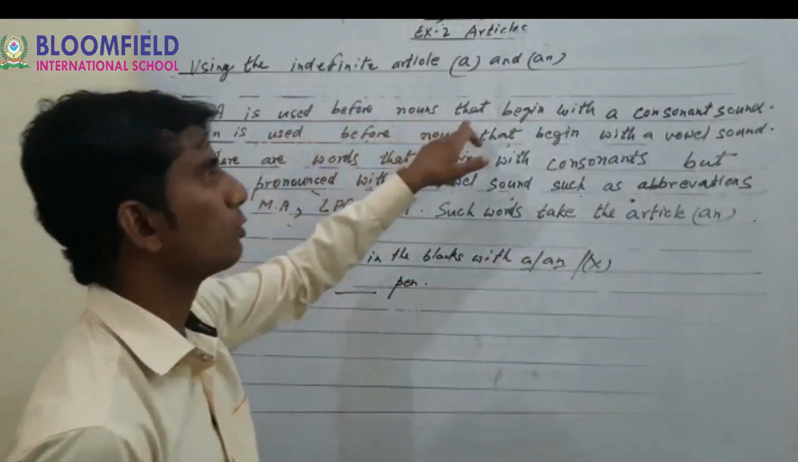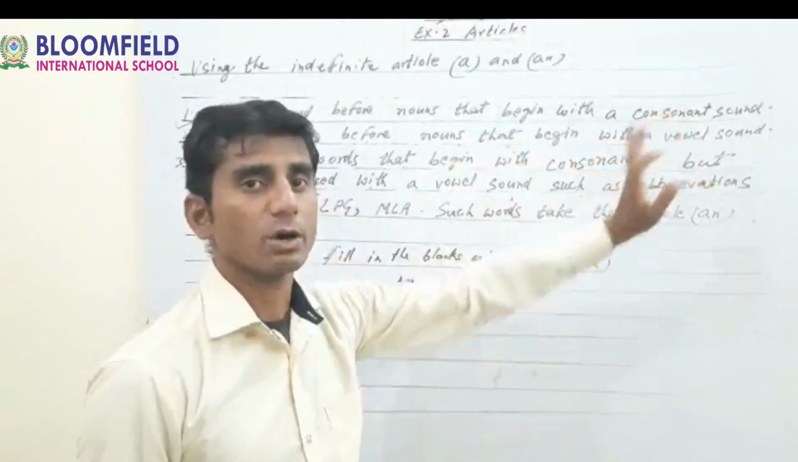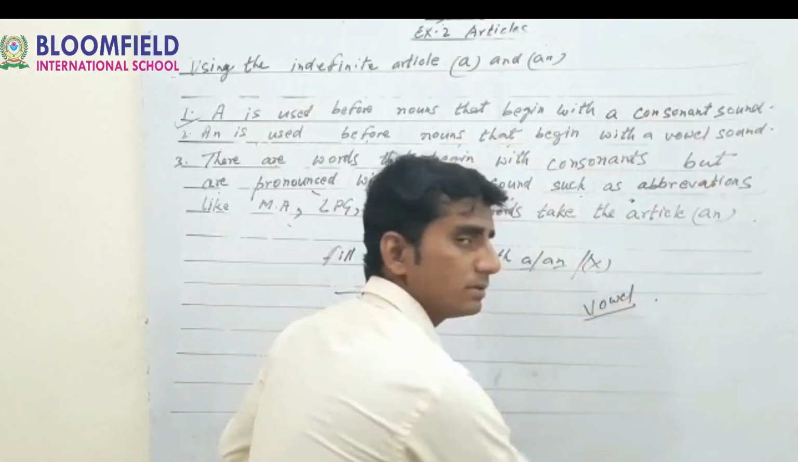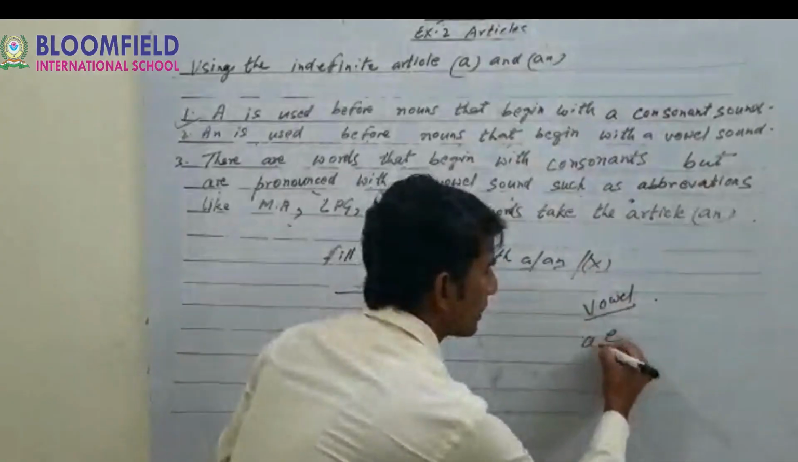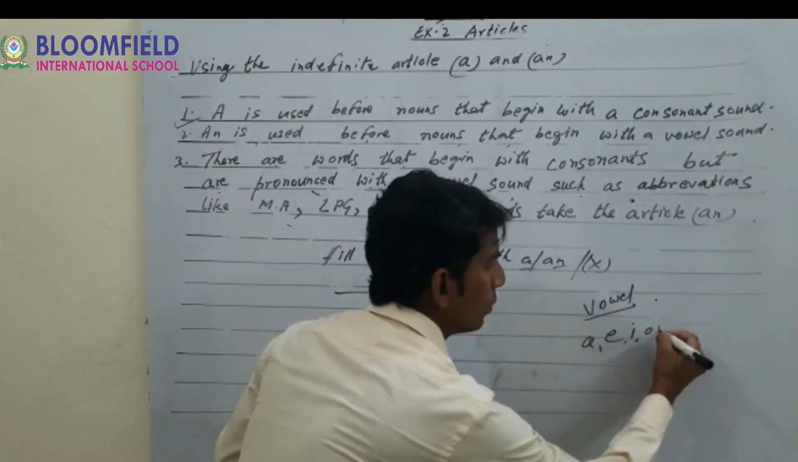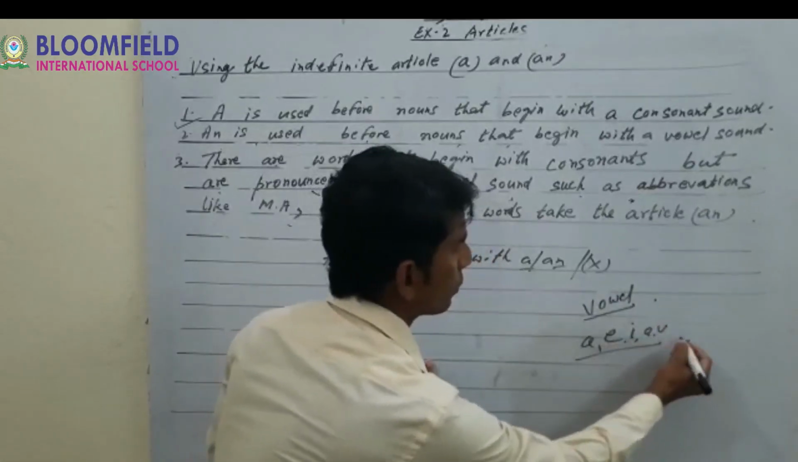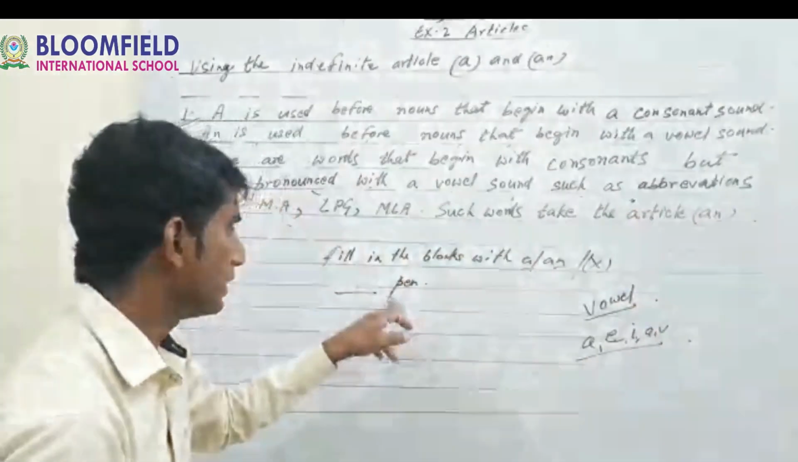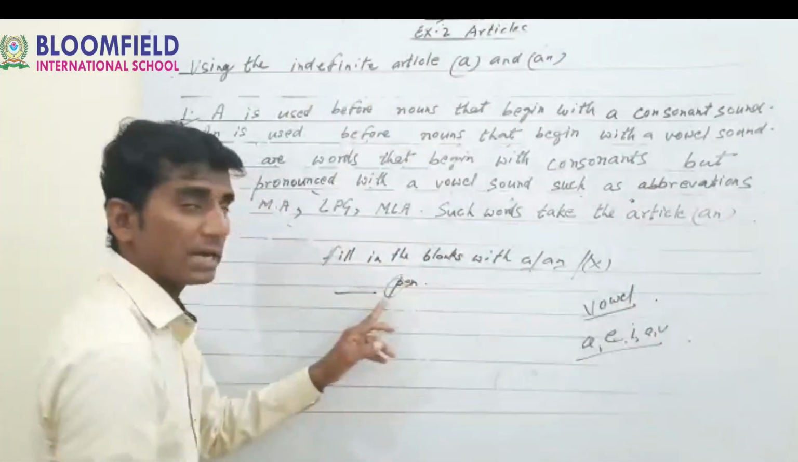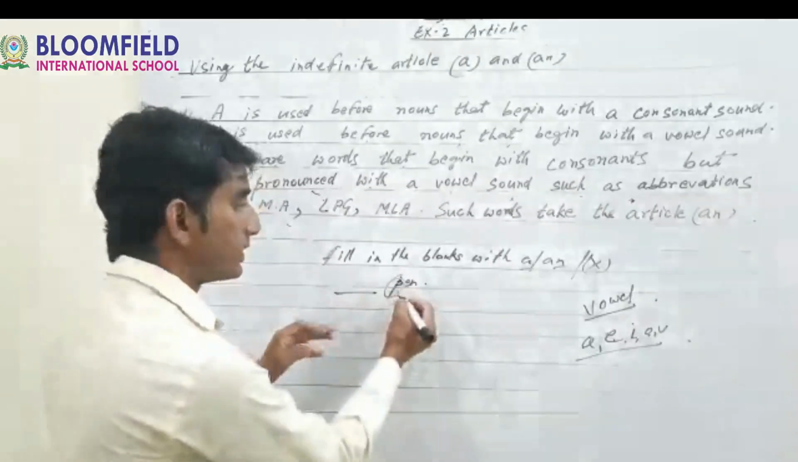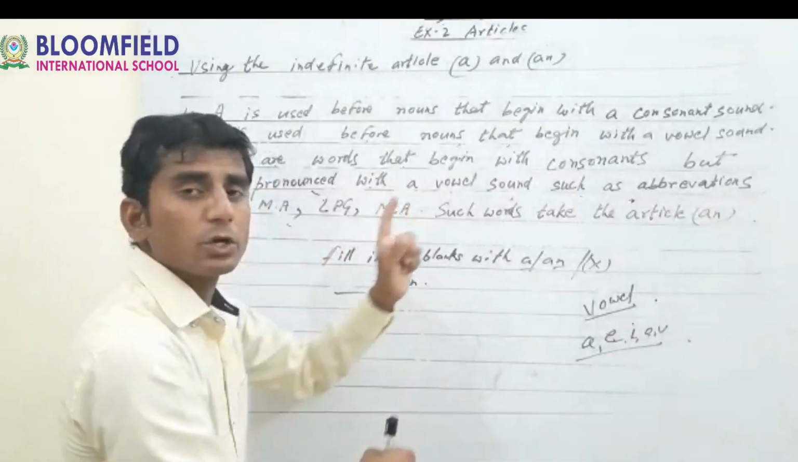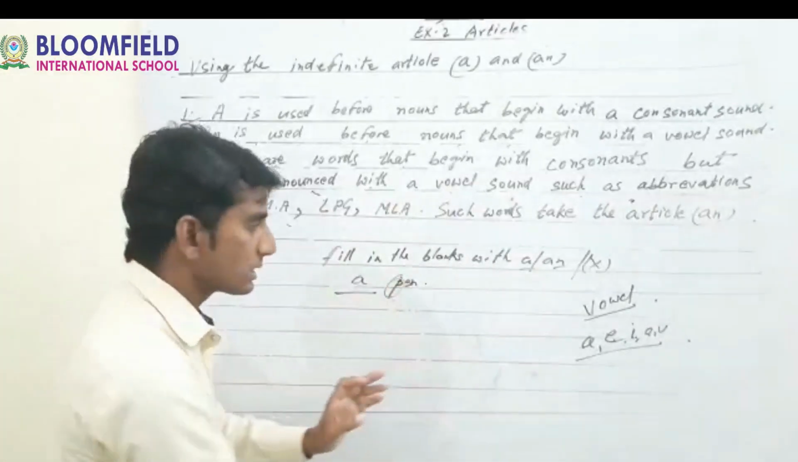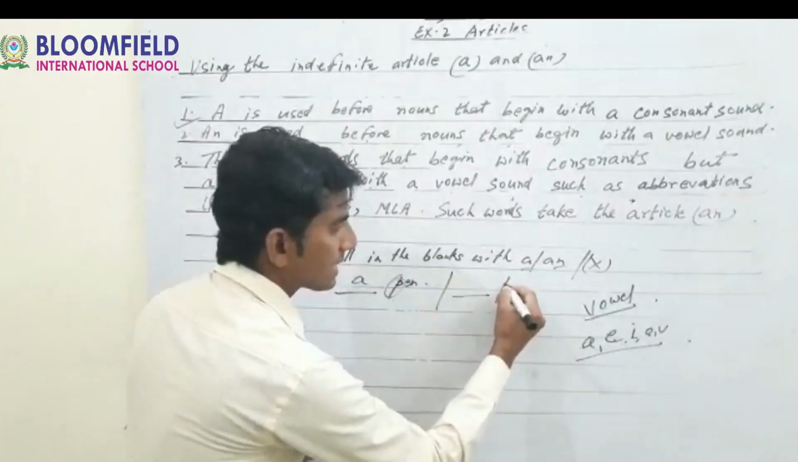A is used before nouns that begin with a consonant sound. Keep this in your mind: the vowels are A, E, I, O, U, one, two, three, four, five. The rest are consonants. See the first letter here. Pen starts with a consonant sound, so a pen. Suppose the question is dash pens.